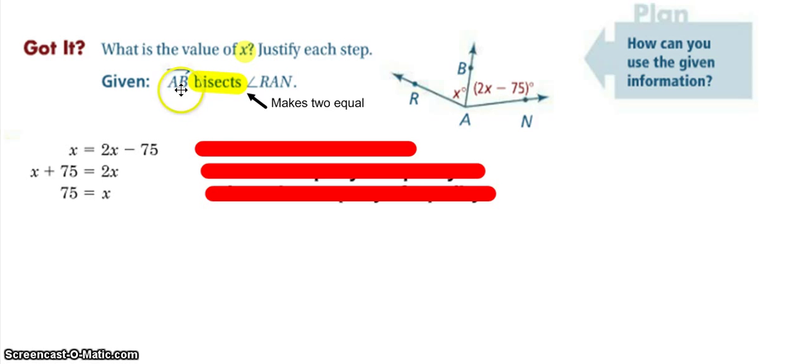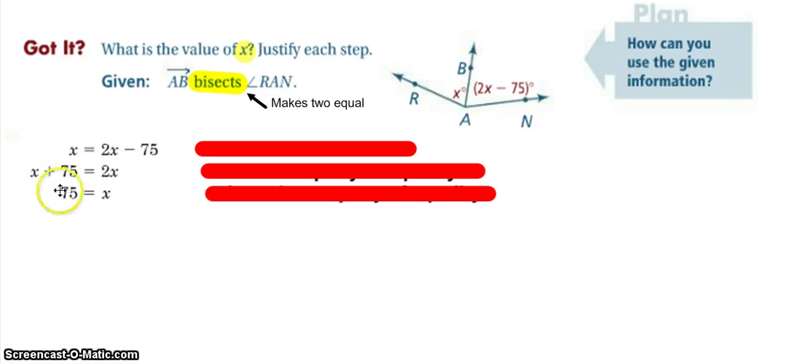Because I know that an angle bisector makes two things equal, I now know that this angle x is equal to this angle 2x minus 75. So I can set up the equation right here. Because I always want to combine like terms, I can bring my 75 over to the left just to make it positive.